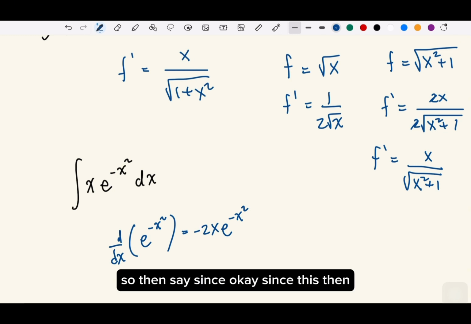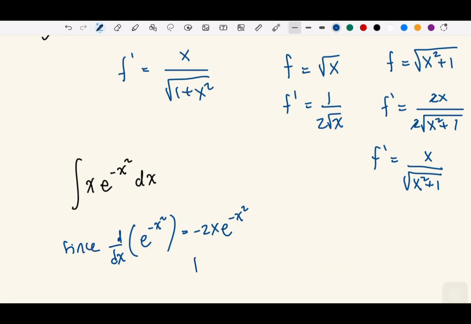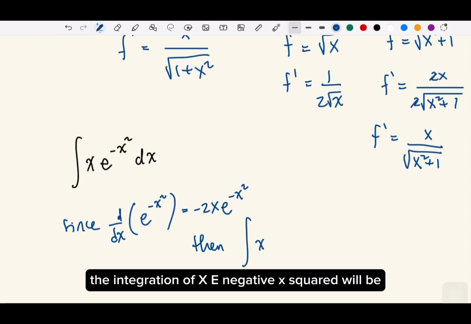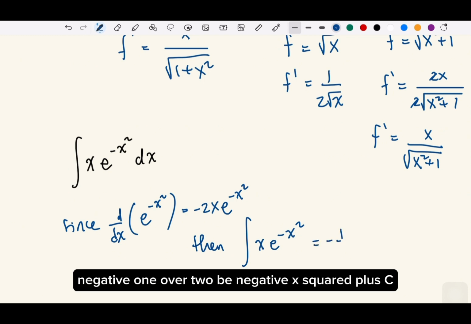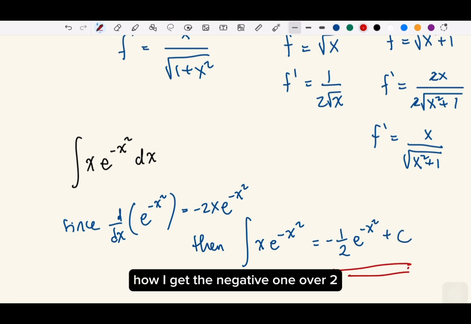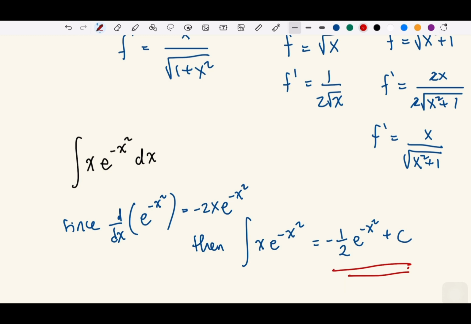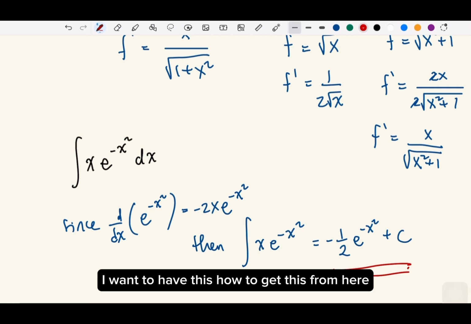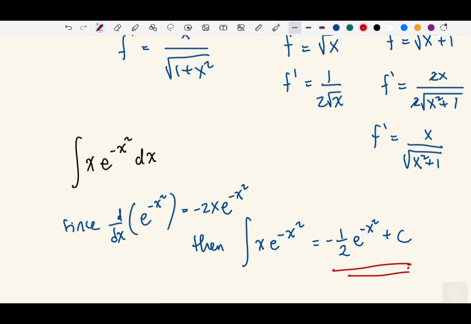So then the integration of x e to the negative x squared will be negative 1 over 2 e to the negative x squared plus c. How do I get the negative 1 over 2? This is from here. I want to have this. How to get this from here? We have to multiply with negative 1 over 2.